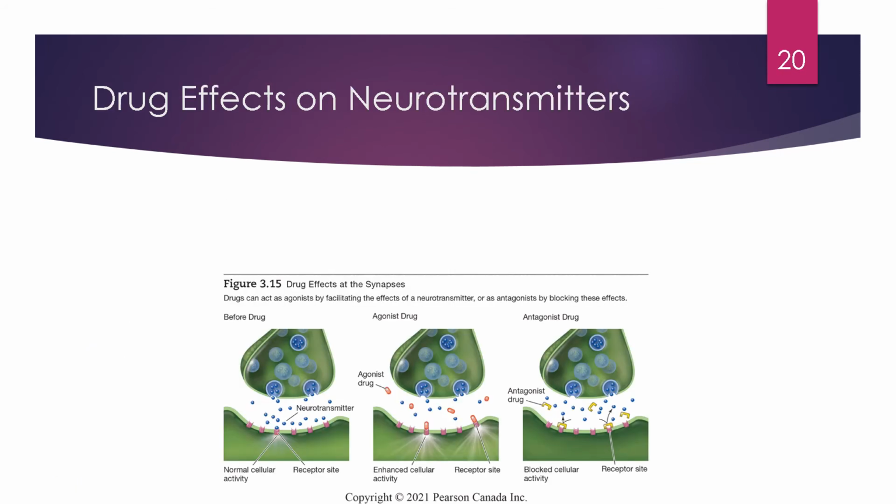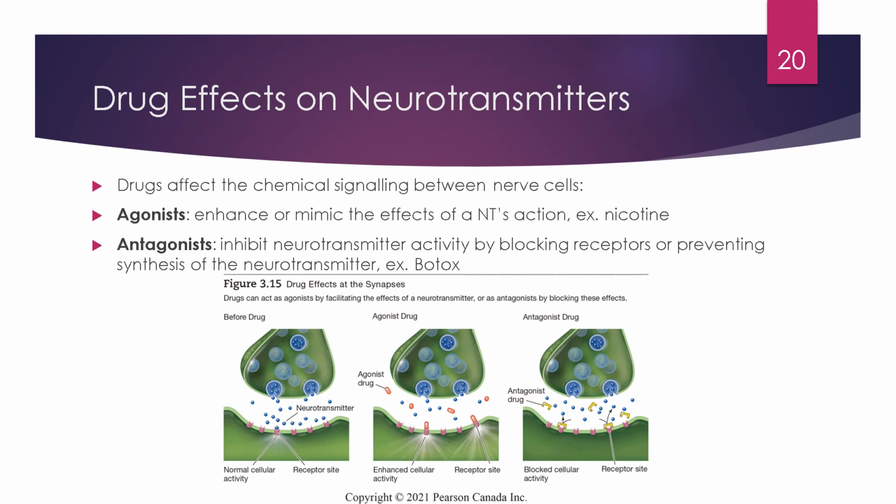So here's a little diagram of the drug effects on neurotransmitters. Drugs can affect the chemical signaling between nerve cells. Any drug that is an agonist enhances or mimics the effects of a neurotransmitter's action. For example, nicotine will actually mimic the effects of particular neurotransmitters. Whereas antagonists inhibit neurotransmitter activity by blocking receptors or preventing the synthesis of the neurotransmitter.